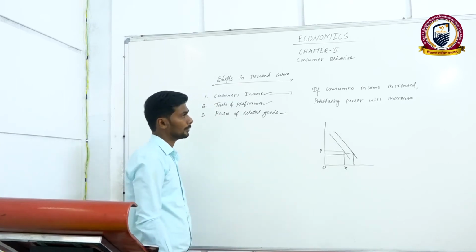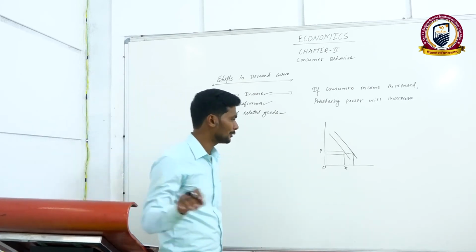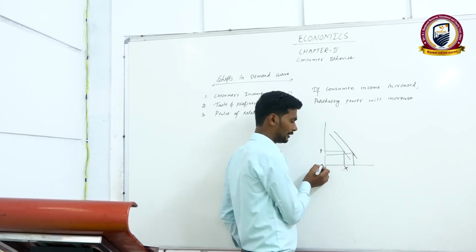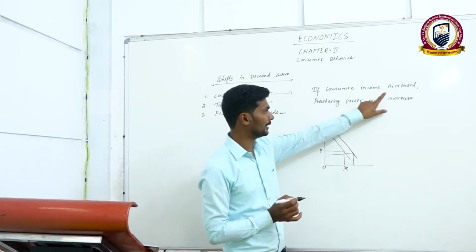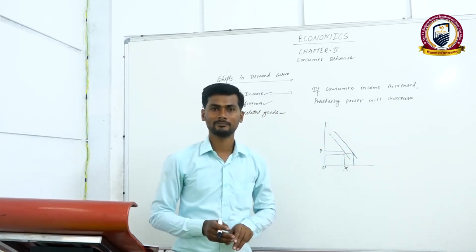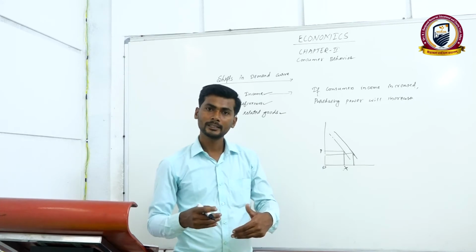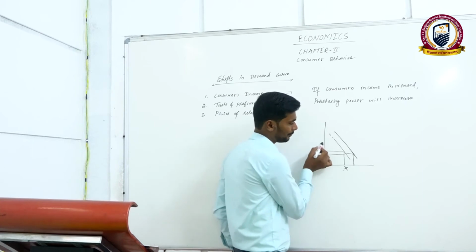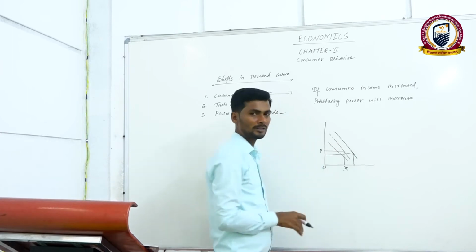Now one more important thing: what happens if the consumer's income decreases? So this is the initial demand and this is the initial price. In case consumer income decreases, his purchasing power will decrease. When his purchasing power decreases, obviously his level of demand will also decrease. Then the demand curve will shift to the lower side.